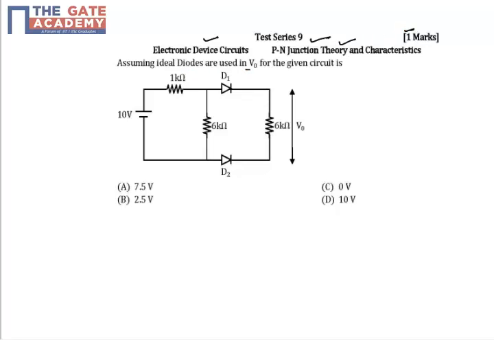The question says that we need to calculate the output voltage V0. So friends, we need to see that in the 10 volt voltage source, my diode D1 will be forward biased, and D2 will be reverse biased.